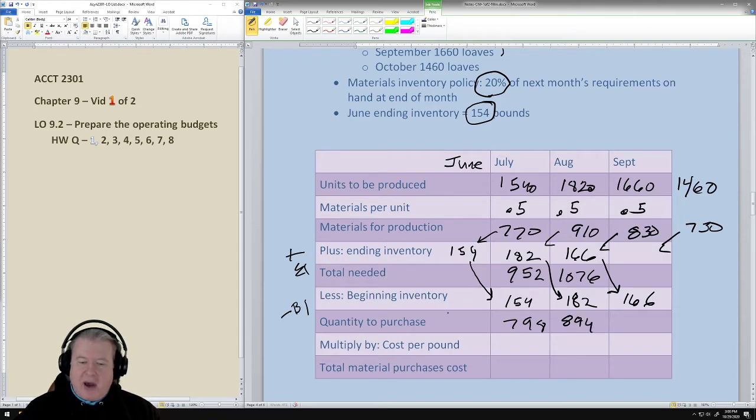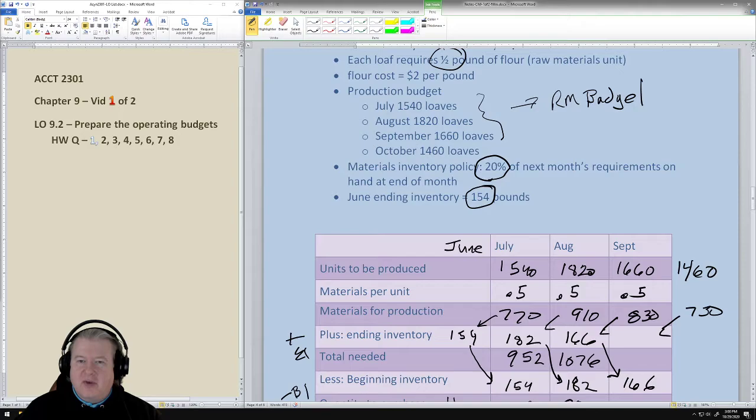Now, this is pounds. This is the quantity to purchase. And that could be one question: how many pounds. But a lot of times the question actually is, what's the total cost? Well, we have one more bit of information here.